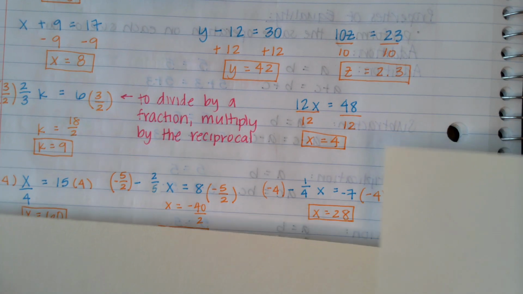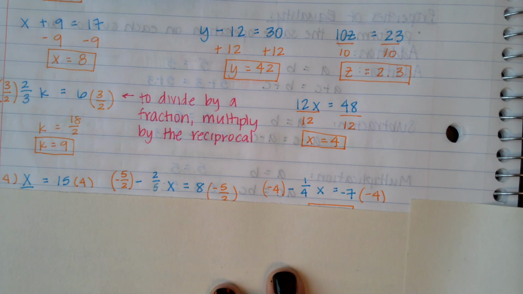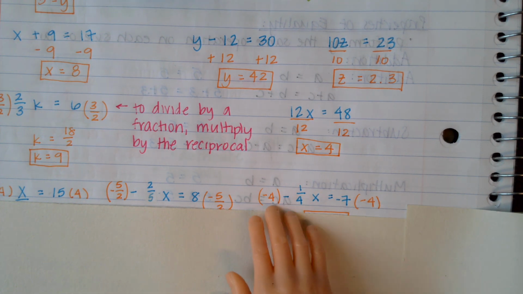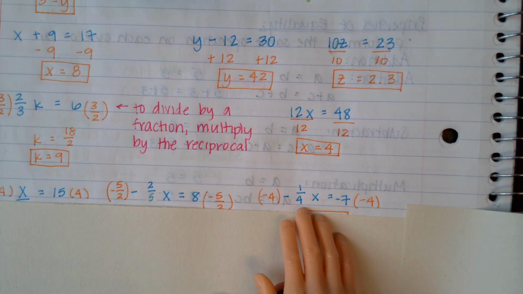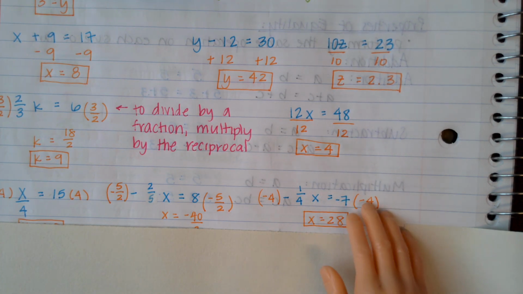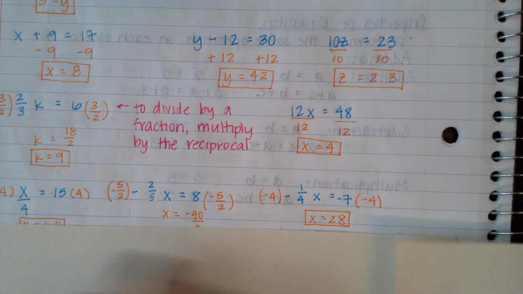And then we have negative 1/4 x equals negative 7, so multiply each side by 4. You could write this as 4 over 1 to have the reciprocal here, and we'll get our answer of positive 28 because a negative times a negative is a positive.